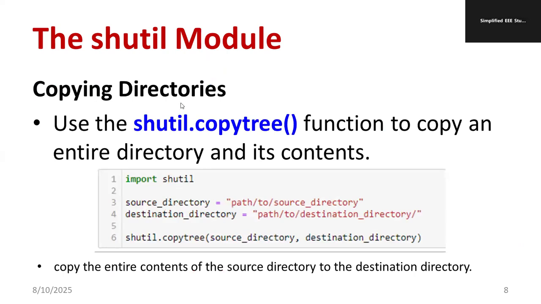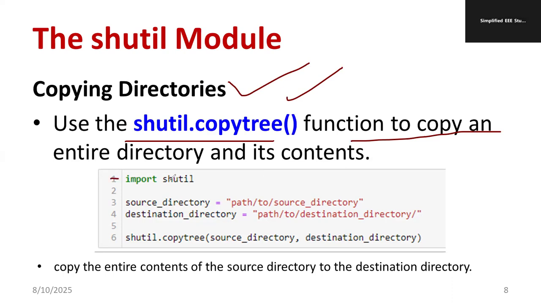The second thing is copying a directory. Just like files, you can perform the same operation for directories also. A directory is nothing but a folder. The shutil.copytree operation will be performed. Here the function is different: shutil.copytree.